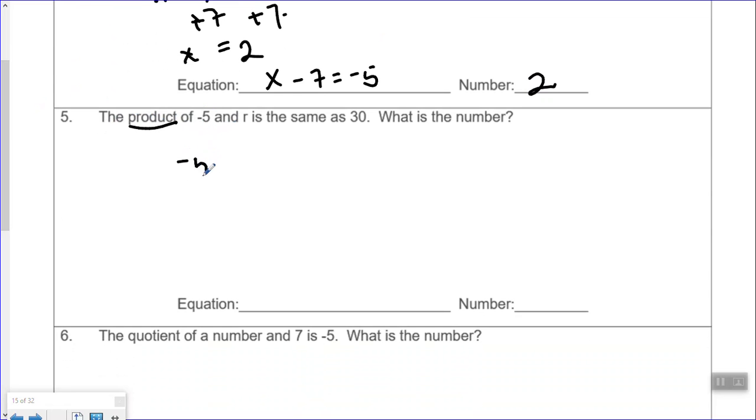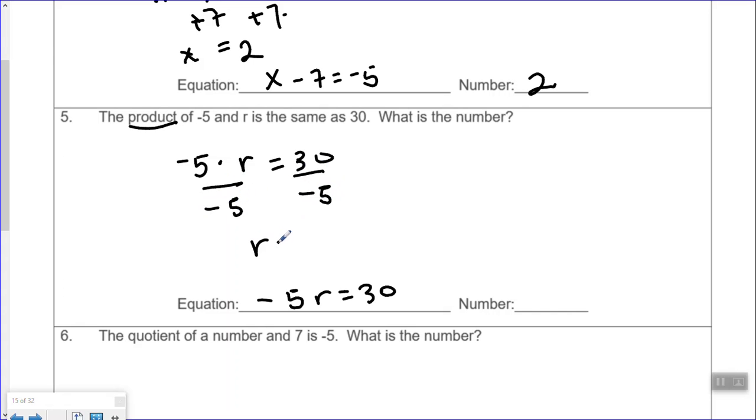Okay, the product, multiplication. So -5 times r is 30. So -5 r equals 30. How do you find the r? Divide both sides by -5. R equals -6. 30 divided by -5. Put in your calculator, it will give you -6.